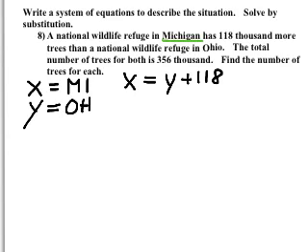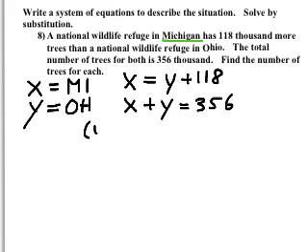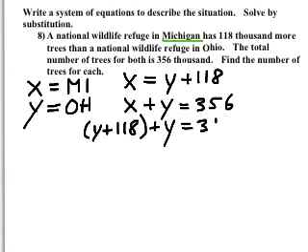Okay, then the other one is the total number of trees for both is 356,000. So that means x plus y equals 356,000. Everything's in thousands. Okay, so we're supposed to use the substitution method. Well, notice the first equation is already in terms of x. We'll just stick that into the second equation, that x equals y plus 118. So we'll put y plus 118, because that's what our x equals, plus y equals 356.